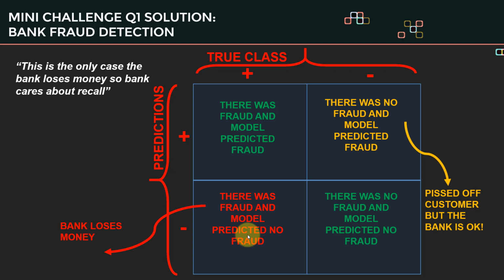That's a legitimate transaction. And that's a problem. That's a huge problem. And we mark it in red. Why? Because in this example, the bank actually loses money, okay? So that's why in this example here, the bank cares about recall a lot more compared to precision, because when the model messes up in this example here, the bank loses money, and that's, of course, a huge KPI that the bank tracks as well.